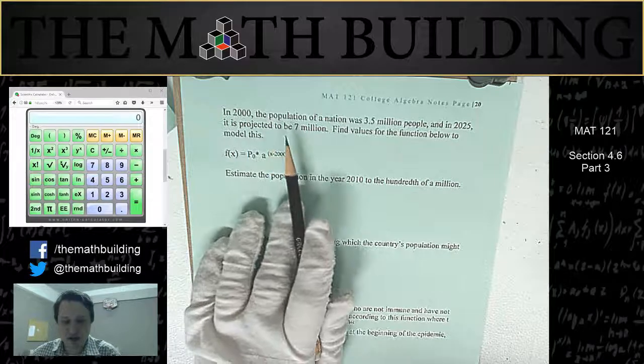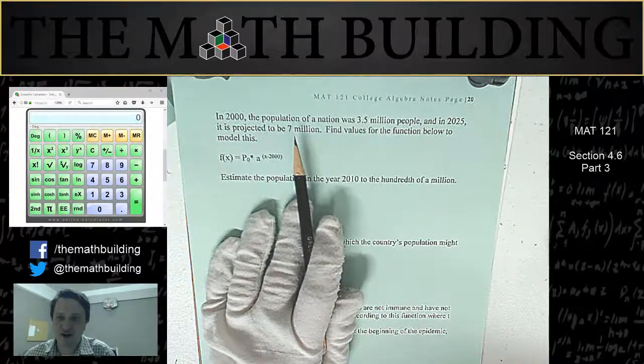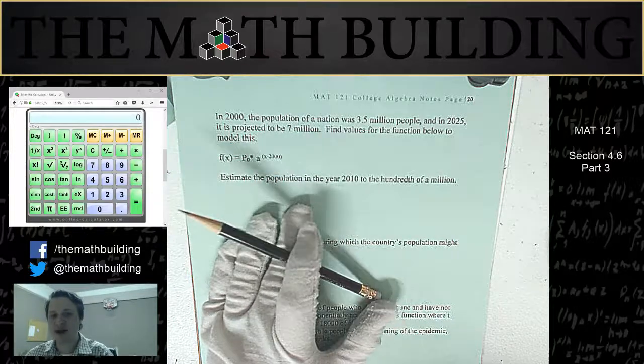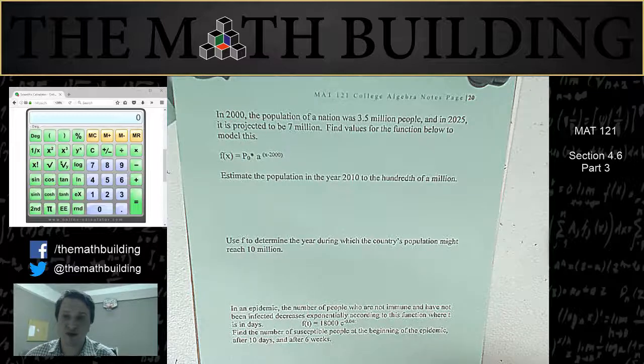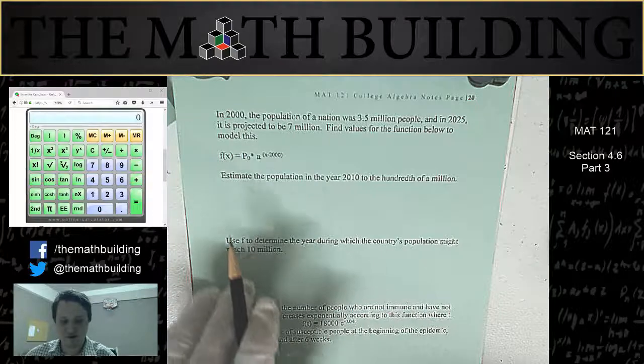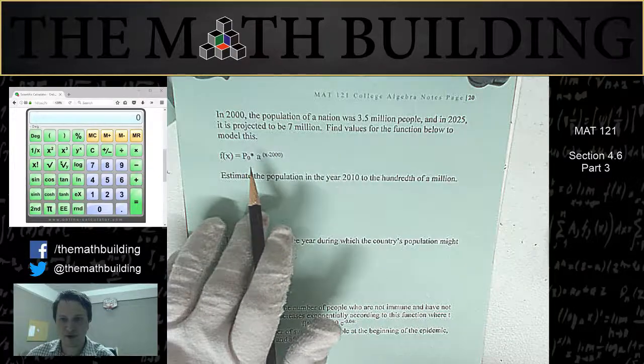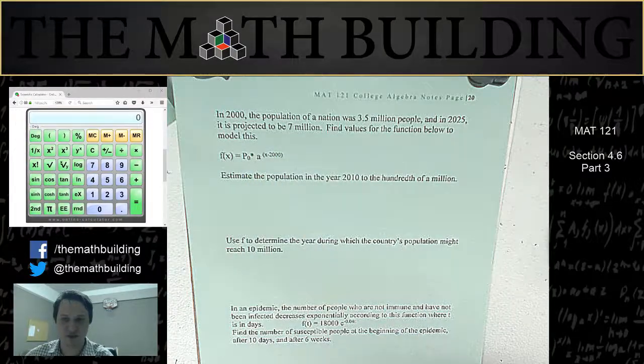In 2000, the population of a nation was 3.5 million people, and in 2025, it is projected to increase to 7 million, so we see that in 25 years it doubles. Find values for the function below to model this, and we have the function f of x equals P times a to the x minus 2000.